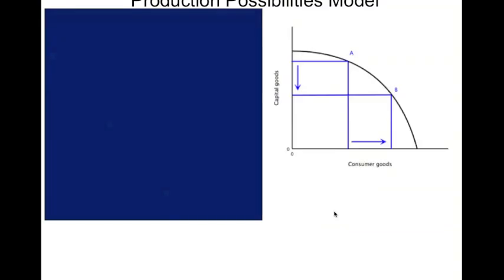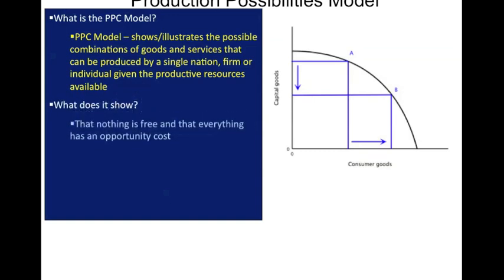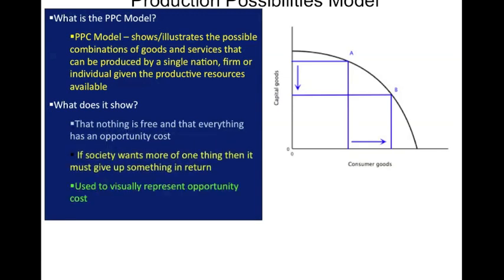Let's just talk about generally what the production possibility model shows us. The PPC model, and the production possibility frontier, if you will, shows us the possible combinations of what can be produced by an individual, a business, a firm, or a society. What does it show? Nothing's free. Everything has a cost, an opportunity cost. If society wants to produce more of one thing, they have to give up the other thing. When we produce more of one thing, we must give up more of the other.